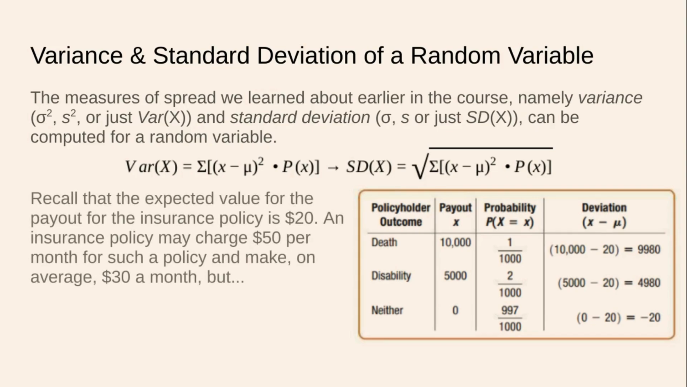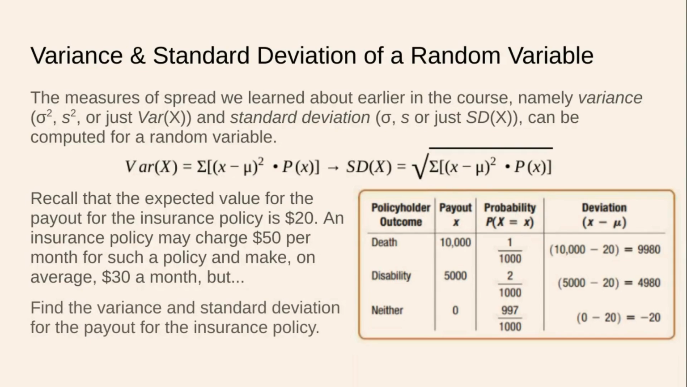So recall that the expected value for the payout for an insurance policy is $20. All right, that was the expectation we came up with in part 1 of this chapter 15 series. An insurance policy may charge $50 per month for such a policy and make on average $30 a month. However, how variable is this policy going to be? Would a couple of big payouts put us in the red? All right, so let's find the variance and standard deviation for the payout for the insurance policy.